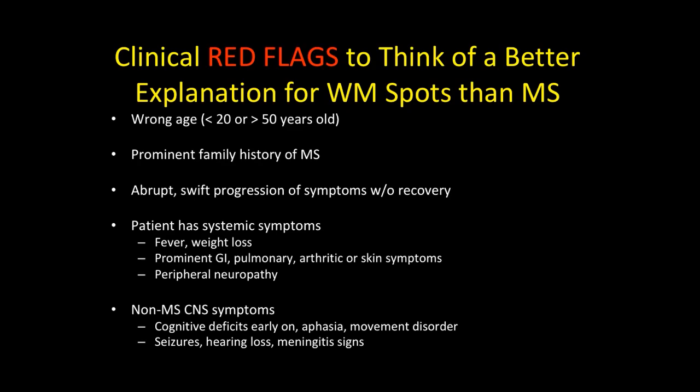So clinical red flags to think of a better explanation for white matter spots than multiple sclerosis would be the wrong age, either they're younger than 20 or older than 50, a family history of multiple sclerosis, an abrupt, swift progression of symptoms without recovery, because usually in relapsing remitting multiple sclerosis there is a recovery stage, and patients have different symptoms such as fever, weight loss, pulmonary and GI symptoms, a rash, peripheral neuropathy, and also look for non-multiple sclerosis CNS symptoms such as seizures, hearing loss, and meningitis signs.